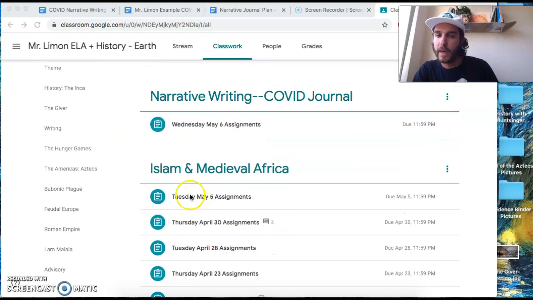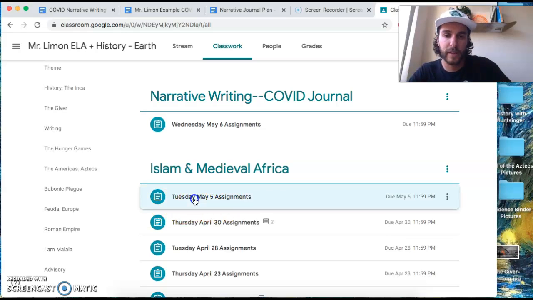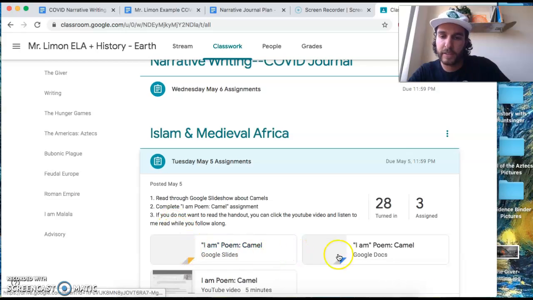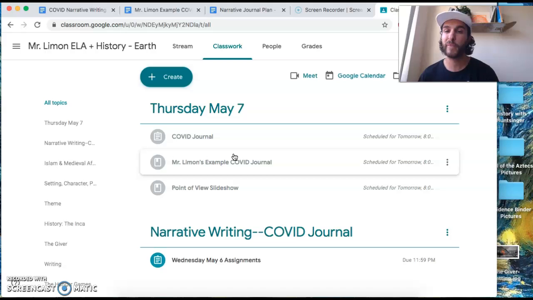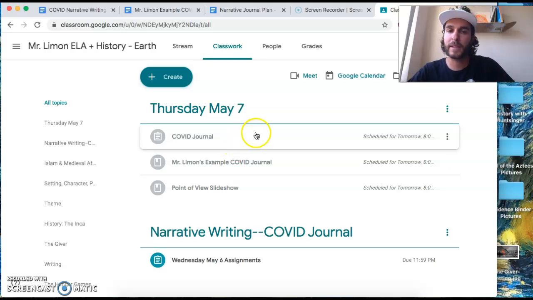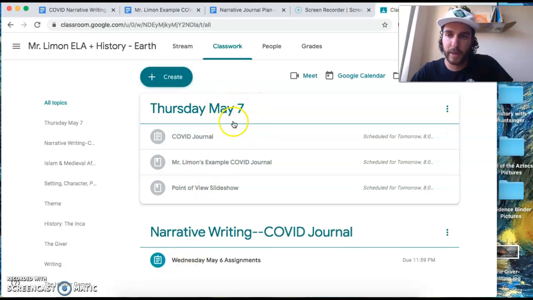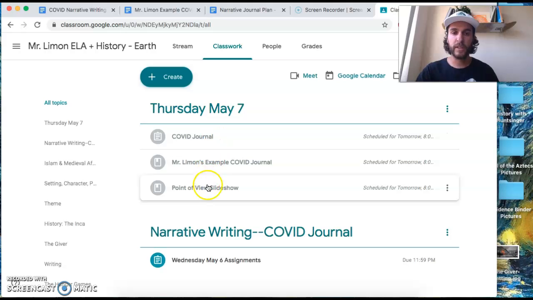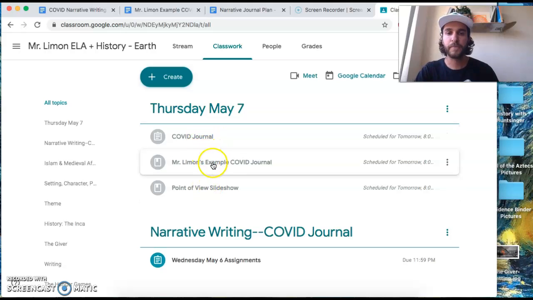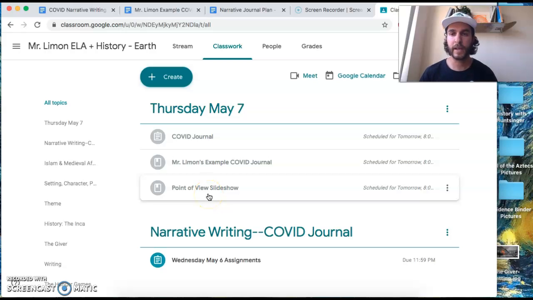It used to be that the assignment was the date, and if you clicked on the assignment, then it would have different things that you have to click on. But now I'm changing a little bit for the month of May, because when I'm asking you to do your COVID journal, then every single assignment is going to be under its own topic. So tomorrow, you will see these three things. You'll see COVID journal, Mr. Lamone's example of a COVID journal, and a point of view slideshow.